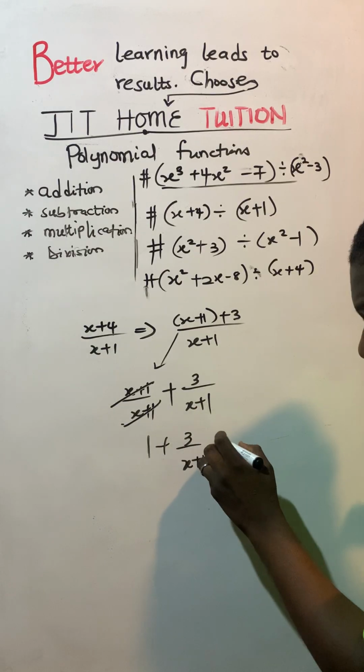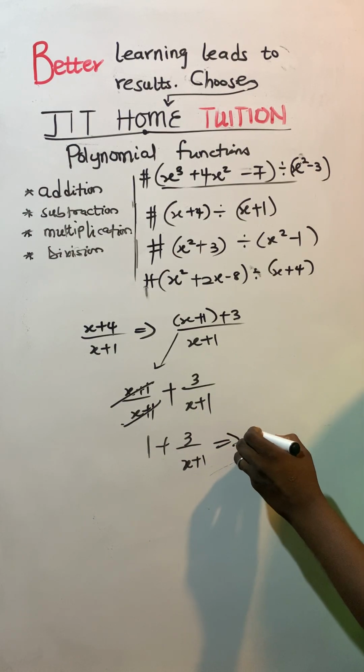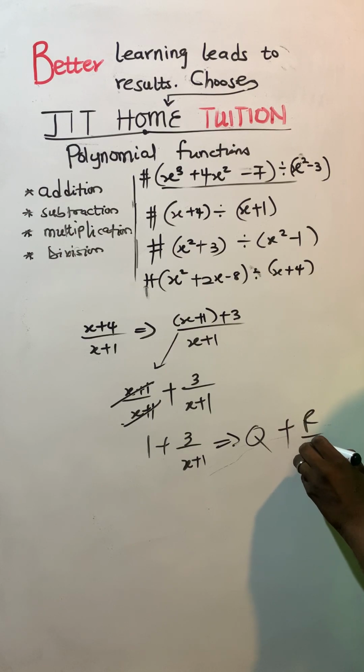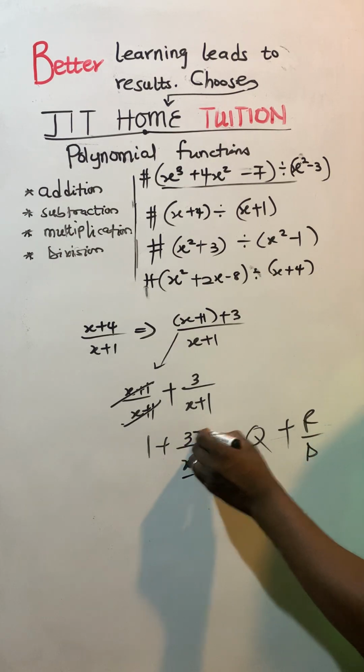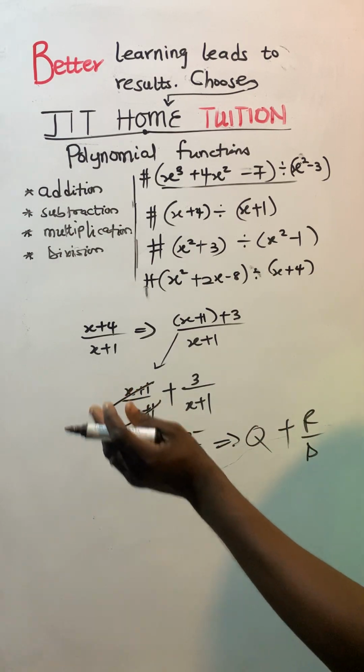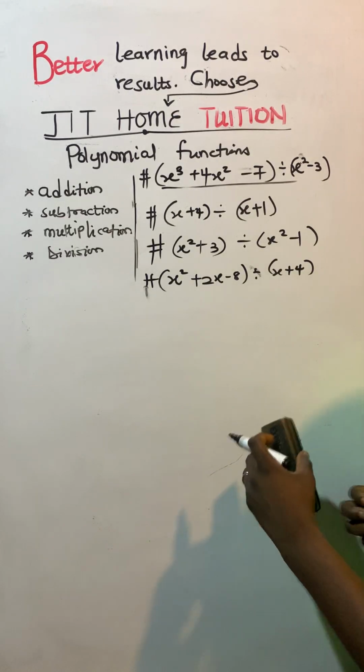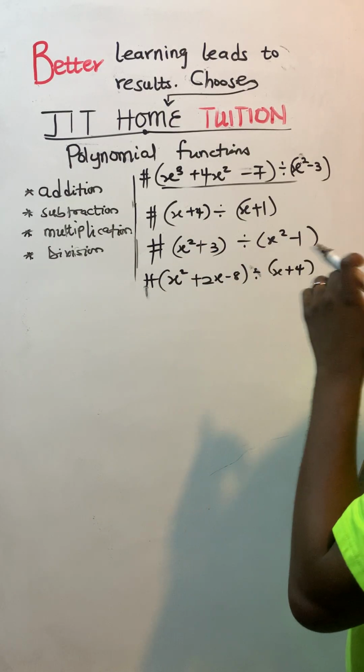All right. So this one too is like you have the quotient plus the remainder over the divisor. This is the divisor, this is the remainder, and this is the quotient. All right, now let's look at this one also.